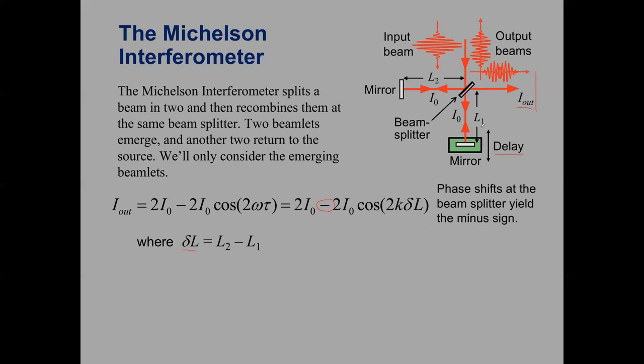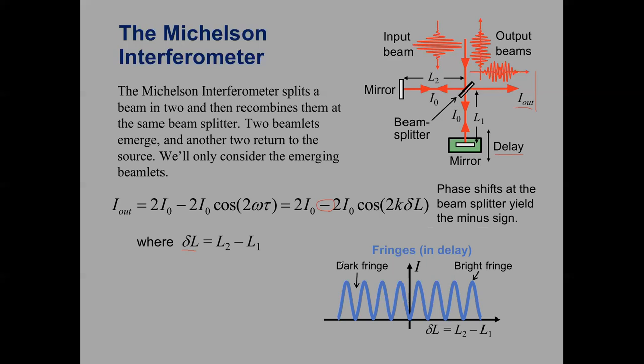So we could build this graph by systematically changing the mirror position to change delta L. And here I've written the cosine not in terms of frequency times tau, but I've used our phase shift formula to write it in terms of wave number times delta L. So we could tell whether we'll have a bright or dark spot on the screen just by systematically changing delta L. We could produce this graph.